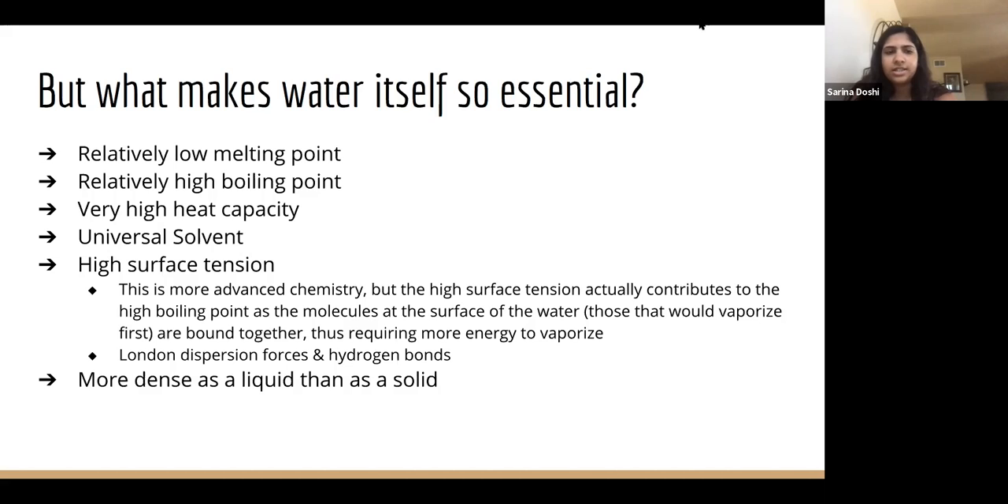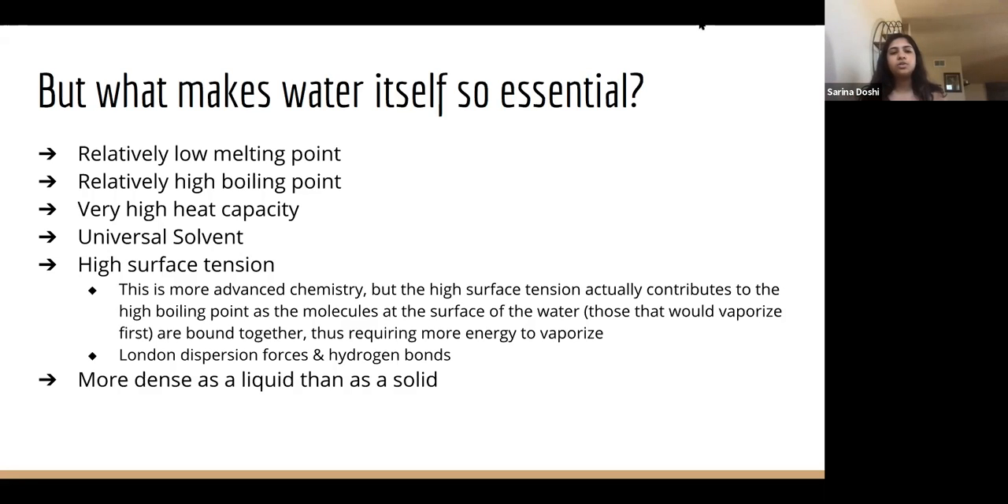So the surface tension is a little bit more advanced chemistry, but the surface tension and the boiling point kind of go hand in hand because of the molecules at the surface of the water. Think of water in a cup or in a bowl, in a pot on the stove. Obviously you're going to have those molecules right at the top of the water, at the surface. Those would be the molecules that would vaporize first, regardless of the liquid. Stuff at the top is going to turn to gas the quickest.